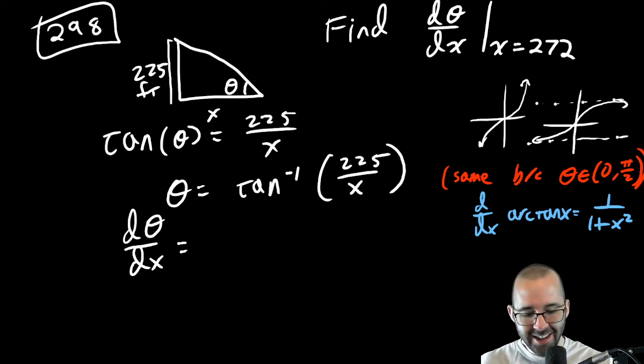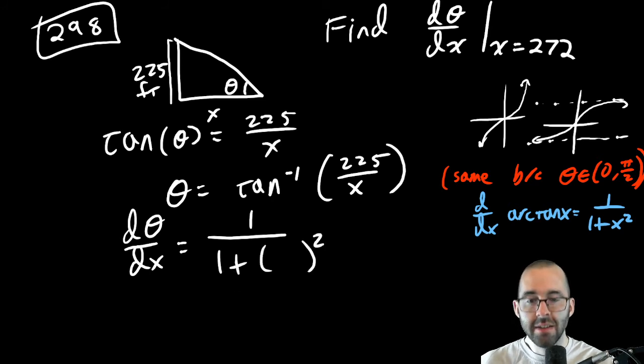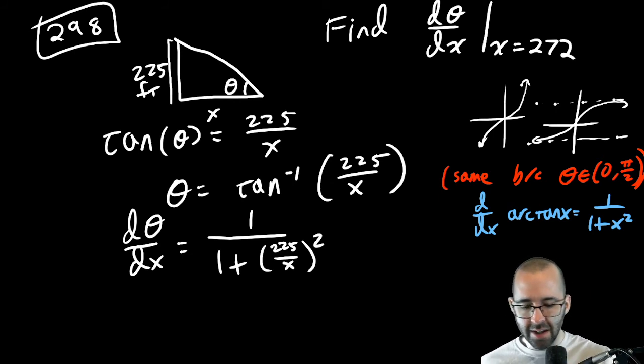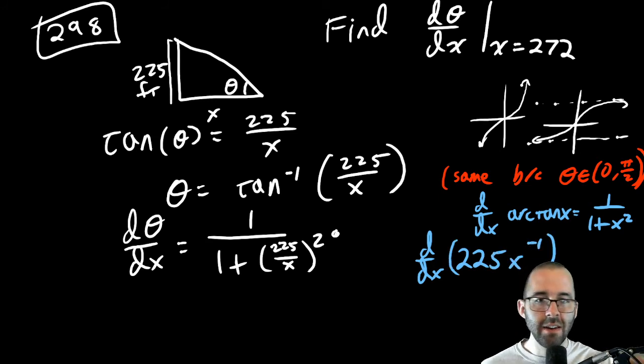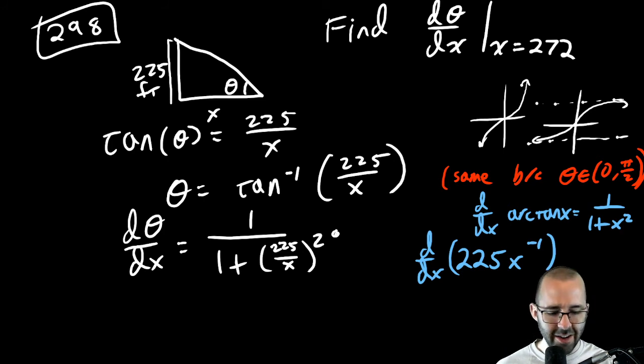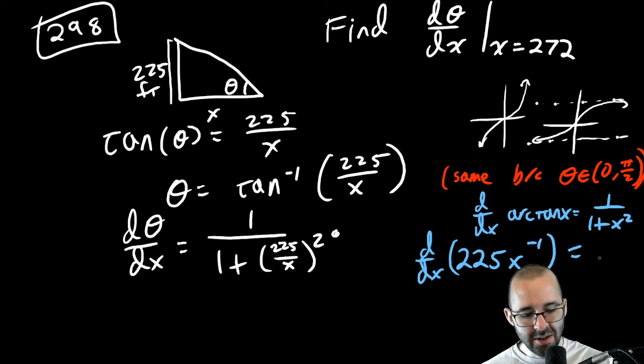Anyway, the derivative of inverse tangent is 1 over 1 plus the thing squared, but we need the chain rule. So that thing needs to stay the same, 225 over x. This is kind of similar to a problem we did in the last video. We need to multiply by the derivative of that inside. What's the derivative of that inside? That's the same as the derivative of 225 x to the negative 1, very similar to that earlier problem. So that's, again, negative 225 over x squared.